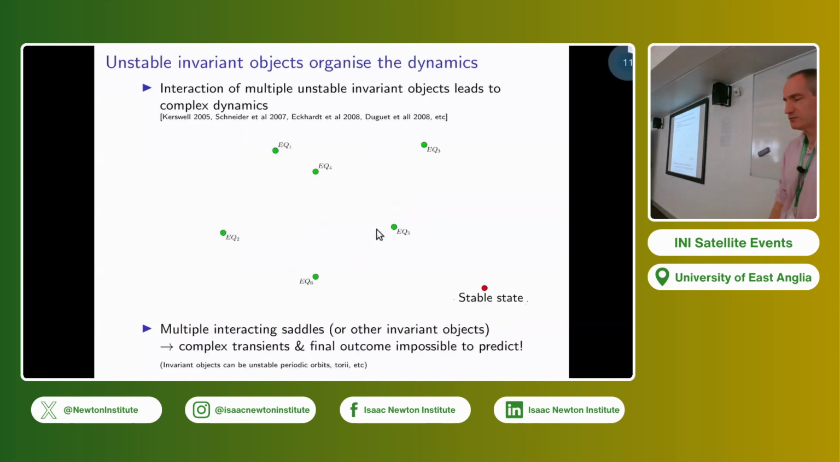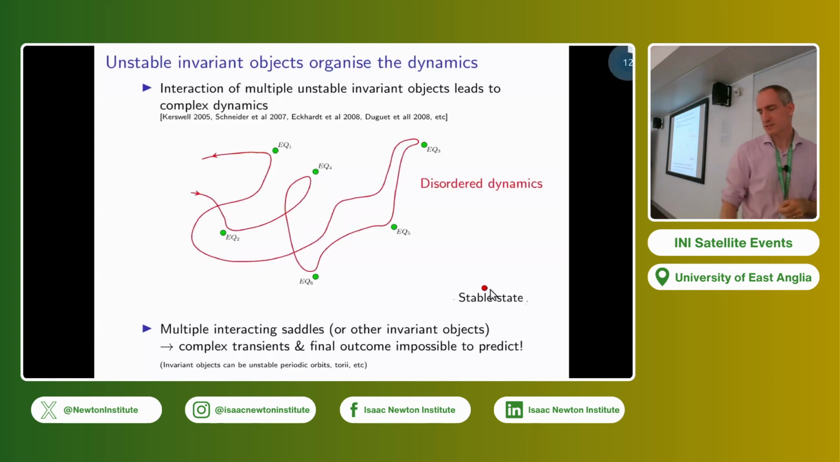But now let's imagine that you've got lots and lots of these unstable, weakly unstable, I'll explain what that means in a moment, solutions. And we only got one stable state over here. Because these are weakly unstable, that means it's only got one or two unstable directions. It's generally attracting. What you find is the system bounces around between all of these different solutions, goes near them, goes away again, and you end up with disordered dynamics.